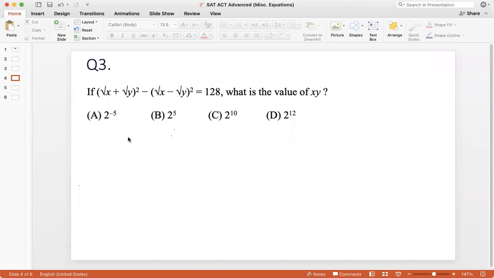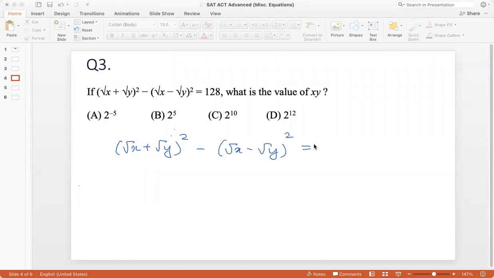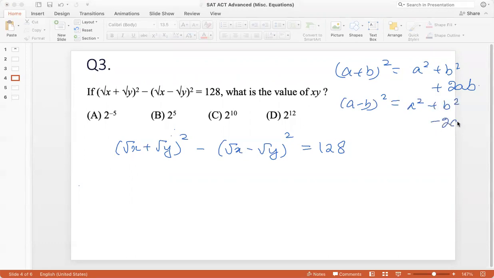So root x plus root y the whole squared minus root x minus root y the whole squared is 128. Now, what is a plus b the whole squared? A plus b the whole squared is a squared plus b squared plus 2ab, and a minus b the whole squared is a squared plus b squared minus 2ab, right?